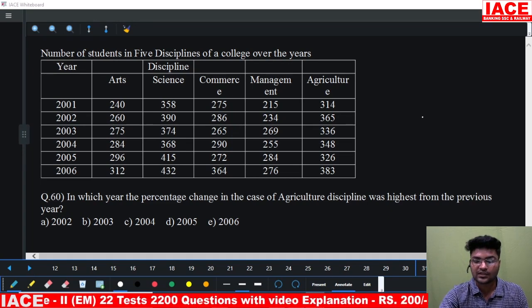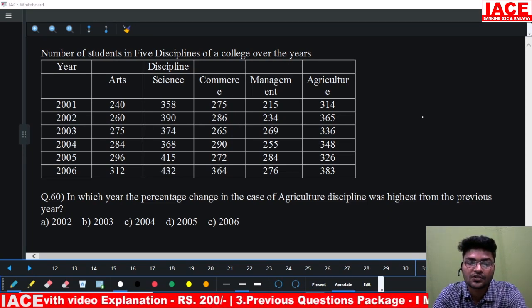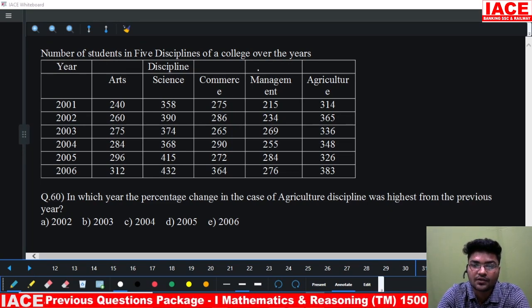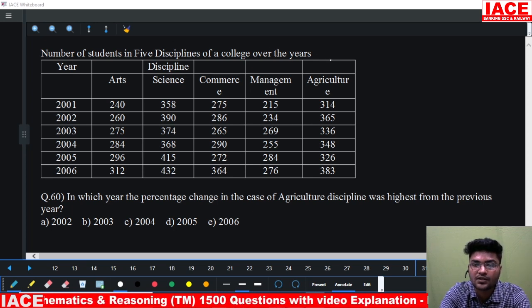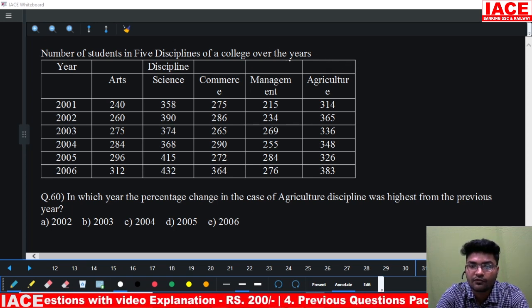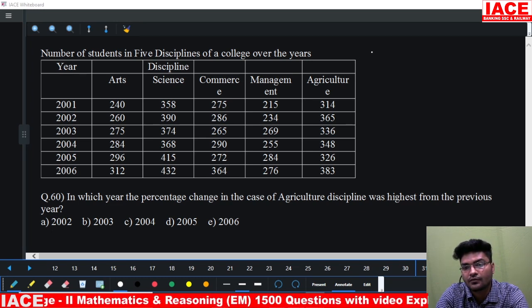So next, question number 60. In which year was the percentage change in agriculture discipline highest? So we'll write down 314 to 365. This change is how much? 51.